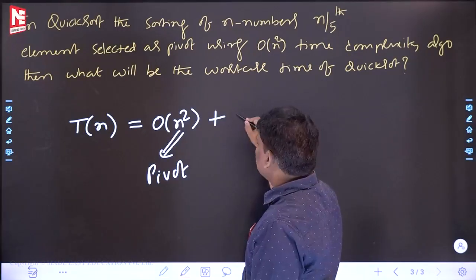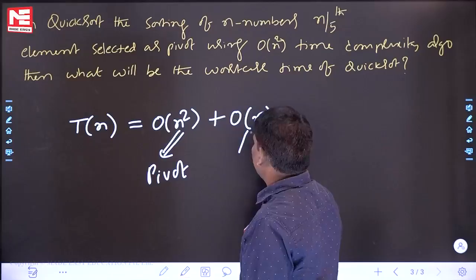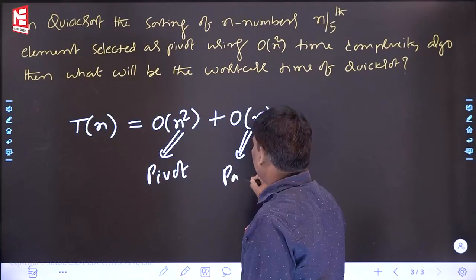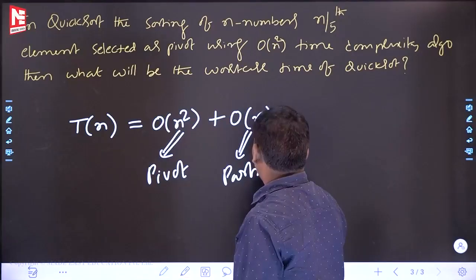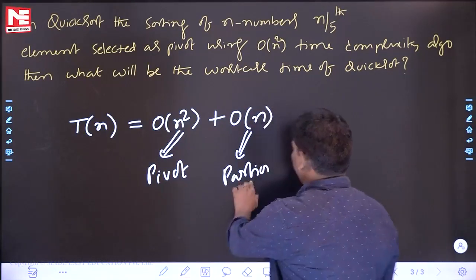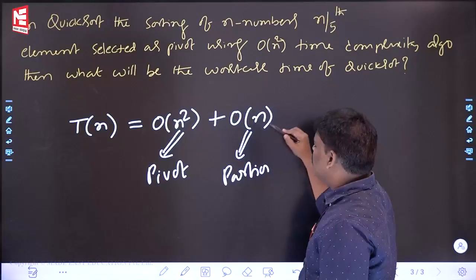Next one, afterwards the partition algorithm. Partition algorithm is as usual, order of n time because it is one loop. Roughly I have written it. So pivot selection is order of n square, and partition algorithm is order of n.